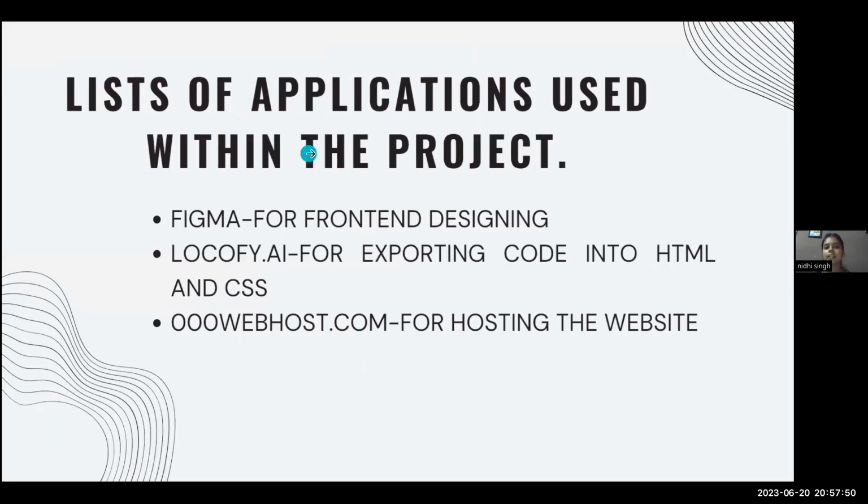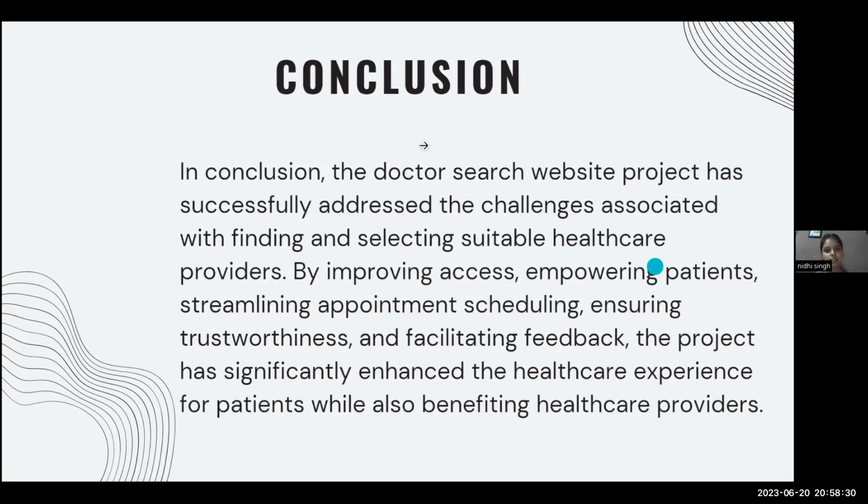Now we move to the next part, the applications I used within the project. First of all, I used Figma for the front end design, and next Locofy AI for exporting the code into HTML and CSS code. With the help of Locofy AI, I converted my front end design into HTML and CSS, and then I uploaded all the zip files to 000webhost.com, and with the help of the host I can check my code with the application.